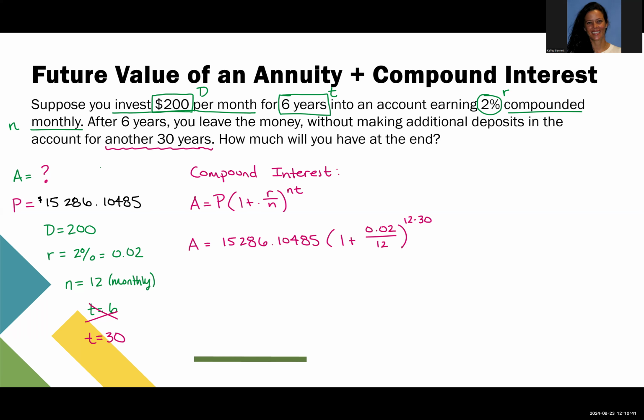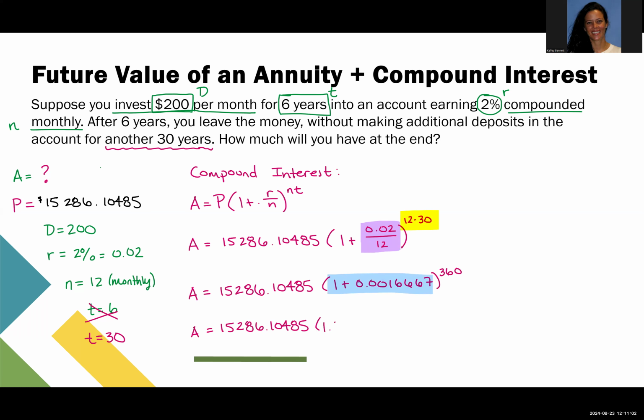We don't know A, but our principal is 15,286.10485. And then I've got my 2% or 0.02 over 12. And then my exponent 12 times 30 because I've got 30 years. So let's go ahead and work that fraction and the exponent. Let's finish off what's in the parentheses. Let's apply our exponent.